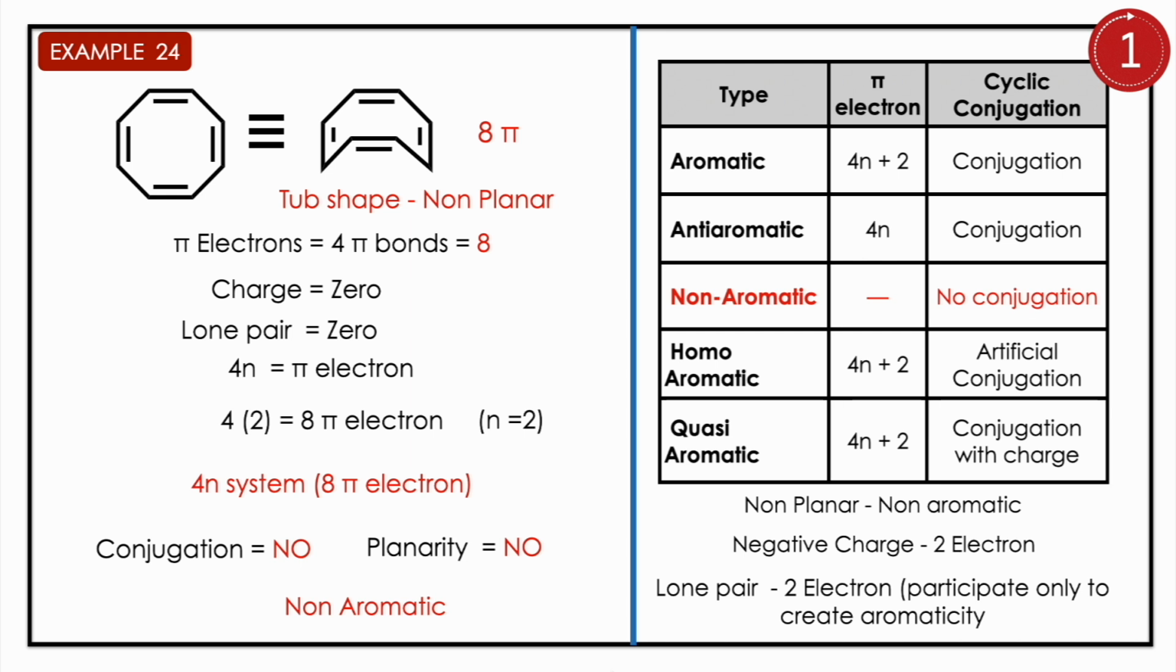It is given as an exception. You should not make the mistake of calling it an anti-aromatic compound. Cyclooctatetraene is a non-aromatic compound.